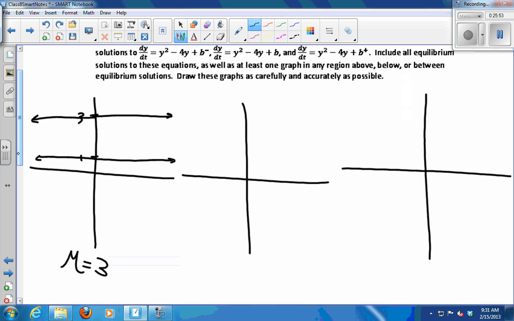So 1 was a sink, so if I have an initial value here, I will approach the sink. And if I have an initial value below it, that also has to approach the sink. And if I start above the 3, it has to go away from, no, the 3 was a source. 3 was a source. So, and then if I go backwards in time, this goes like this. This goes like this. That goes like this.